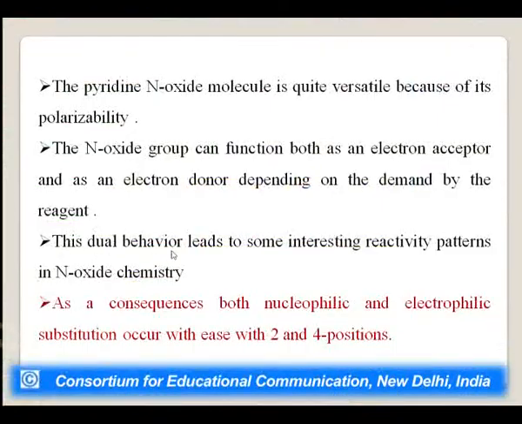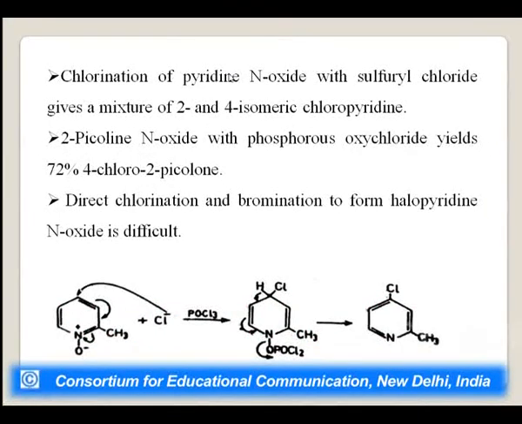The N-oxide group can function both as an electron acceptor and as an electron donor, depending upon the demand of the reagent. This dual behavior leads to some interesting reactivity patterns in N-oxide chemistry. As a consequence, both nucleophilic and electrophilic substitution occur with ease at the 2 and 4 positions. Chlorination of pyridine N-oxide with sulfuryl chloride gives a mixture of 2- and 4-chloropyridine isomers.